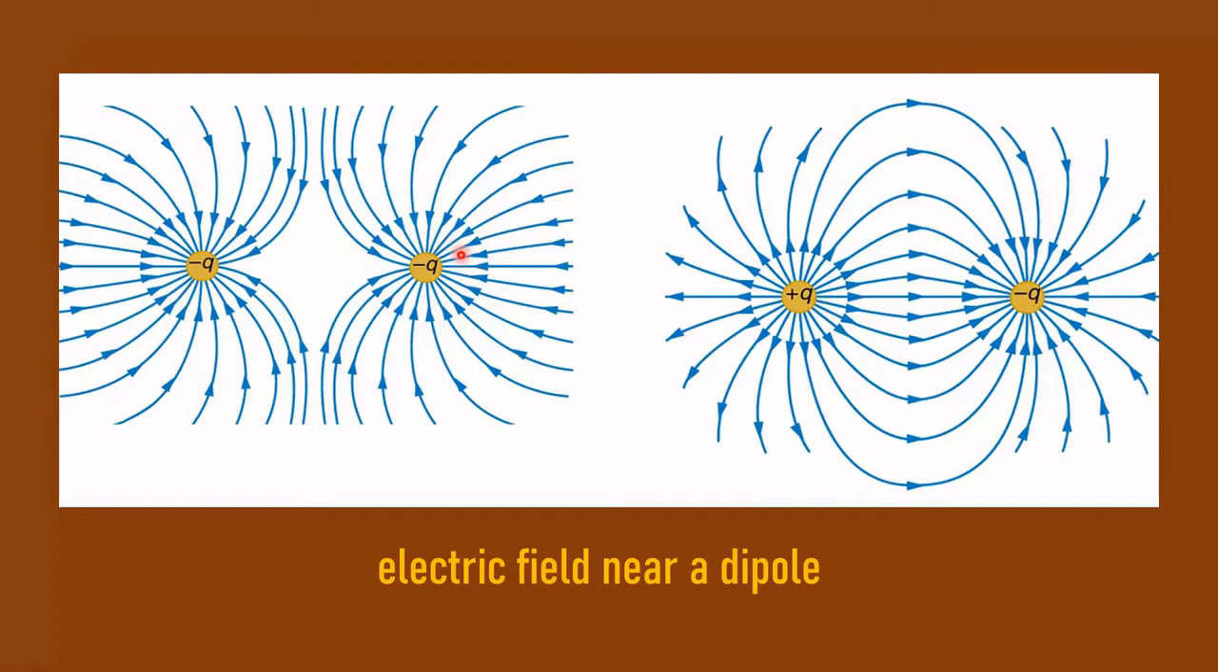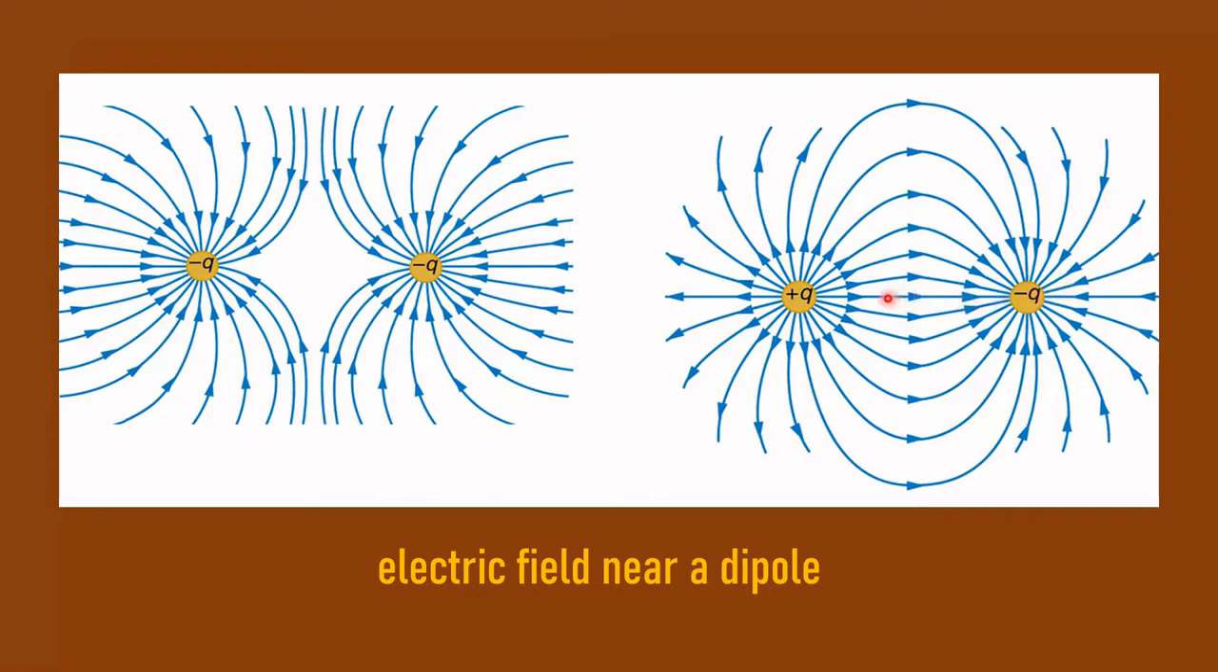That tells you that the field is stronger in magnitude than it would be out here where the field lines are more spread apart. Now you get a similar picture for a positive and a negative charge placed near each other. And this is very intuitive.